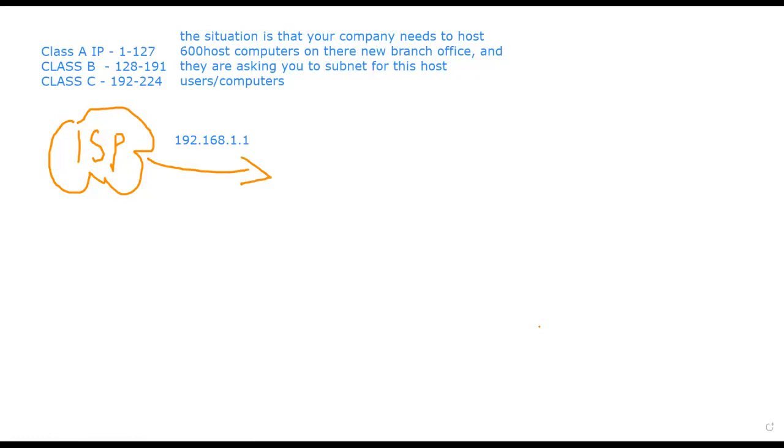Say you've already got your ISP. The ISP provider has, of course, given you your gateway. Your gateway provider has given you an IP address of 192.168.1.1, which of course is an external IP address, and this falls under the class C IP address. If you look up here, I will just pen out the IP address classes.